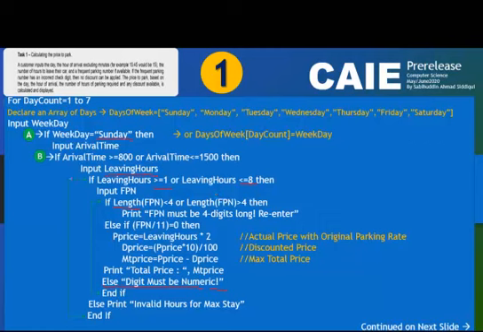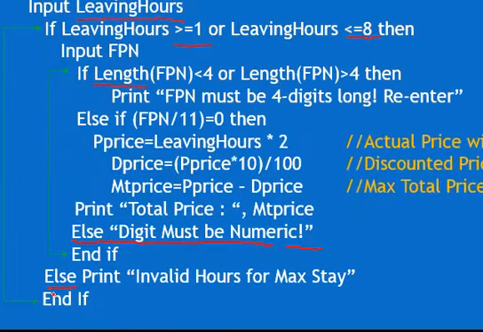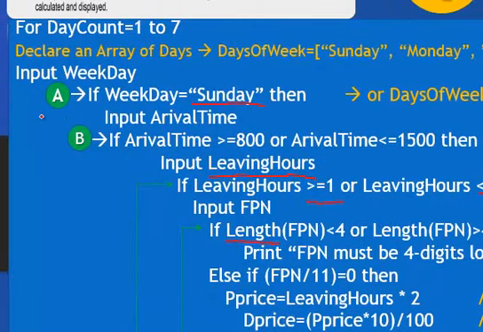You can see the connection of this with this end if, and within this end if you can see the else statement over here. This else statement will print invalid hours for max stay. This is case number 1, right? You can see this A over here. This is the outer case for weekdays. That means if you have evaluated Sunday only, then you will be evaluating Monday and then Tuesday and then Wednesday and then Thursday and so on, right? So each day will be tested one after another. So this is the extreme outer if condition, right?